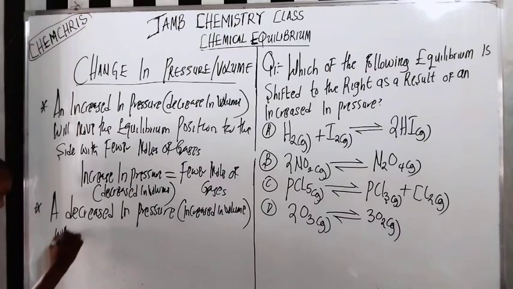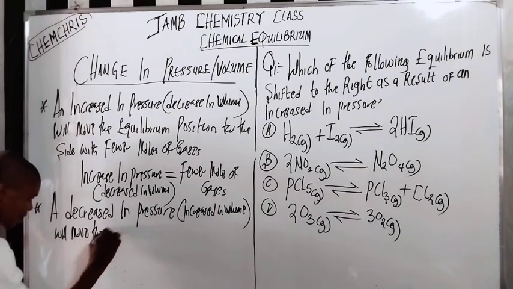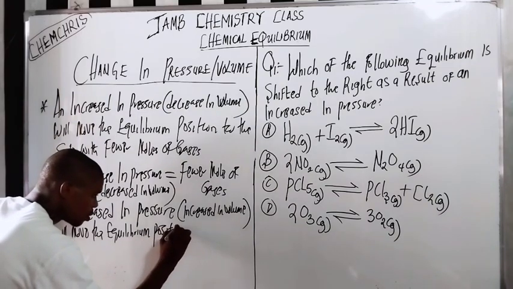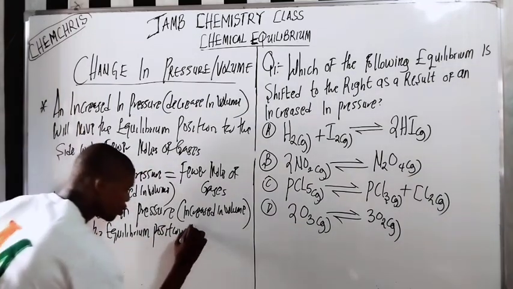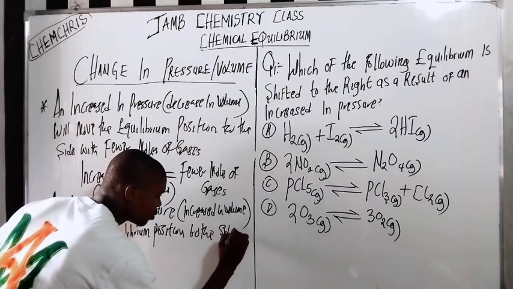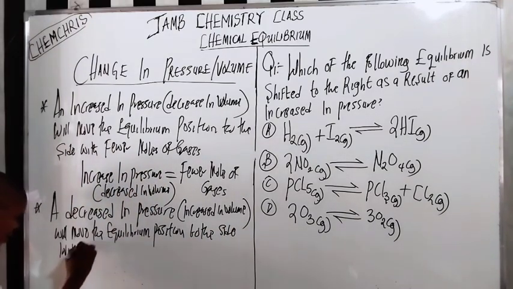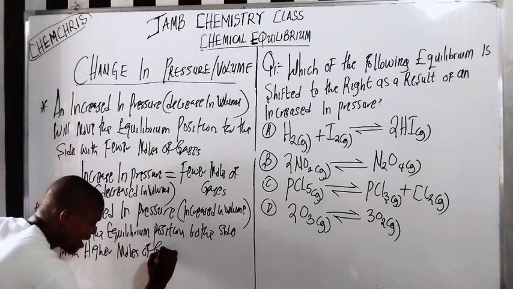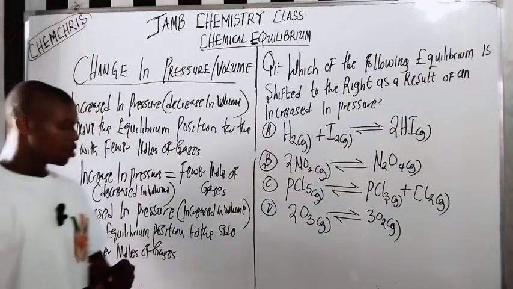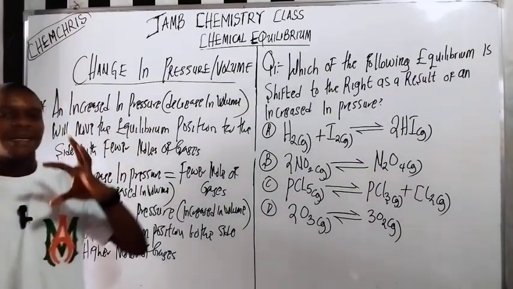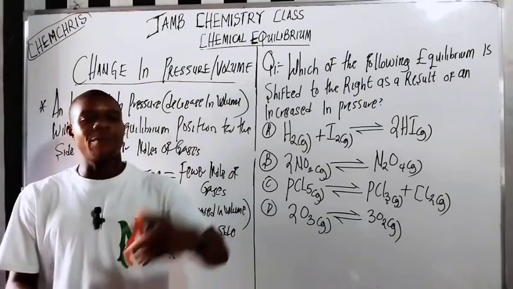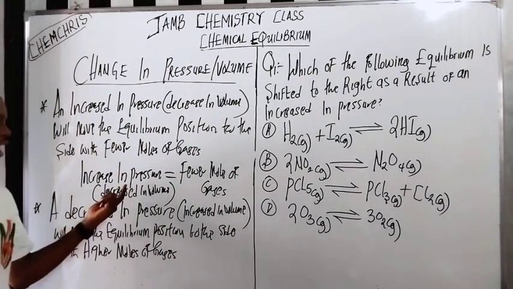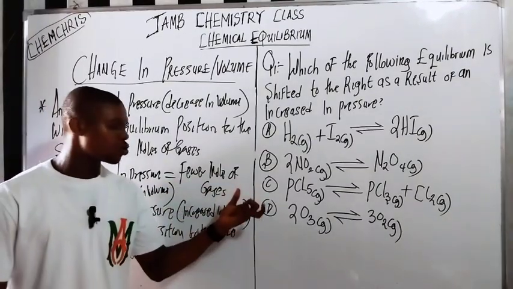We move the equilibrium position to the side with higher moles of gases. Very important. So whenever you decrease pressure, the equilibrium will shift to the side with what? Higher moles of gases. It means that a decrease in pressure equals higher moles of gases.